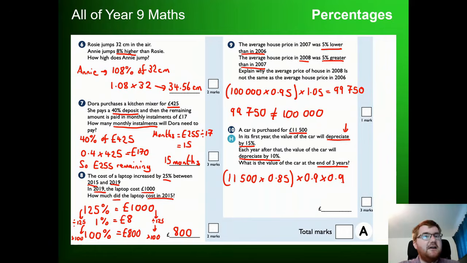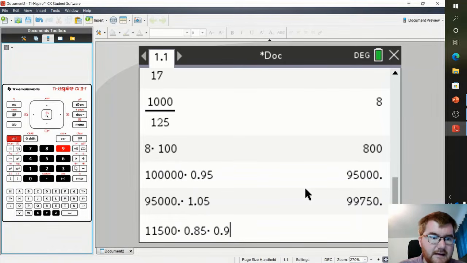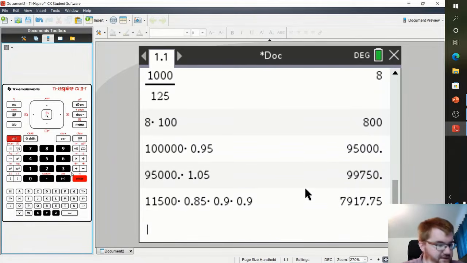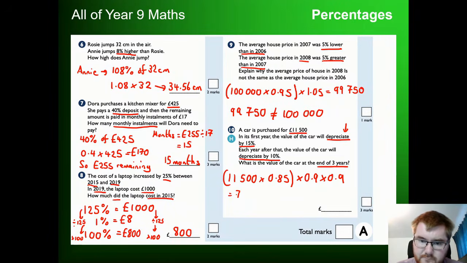So once we've written the calculation clearly for the two method marks, now we're going to actually put this into our calculator. So 11,500 multiplied by 0.85, then we multiply by 0.9, and then for the third year the 0.9 again. That gives us 7,917.75. Okay, we don't need to do much rounding here. 17.75, perfect.